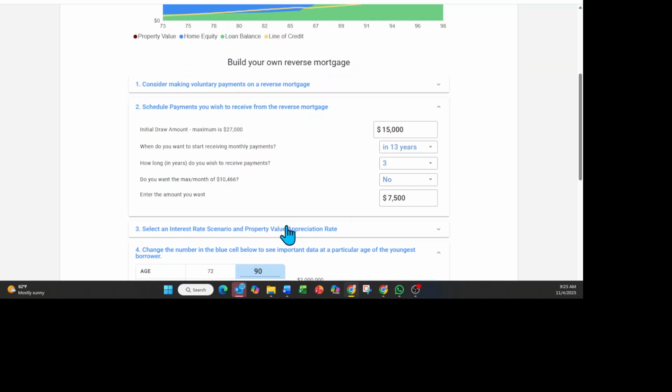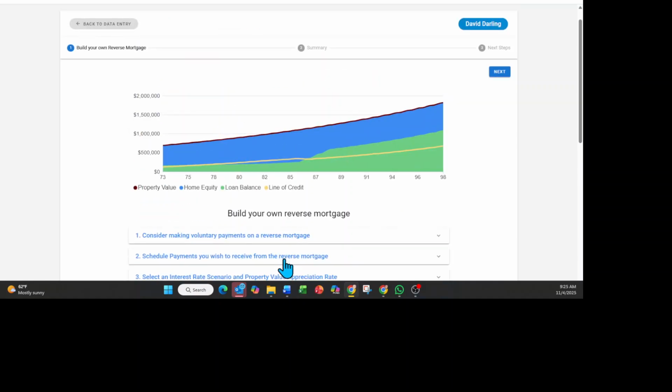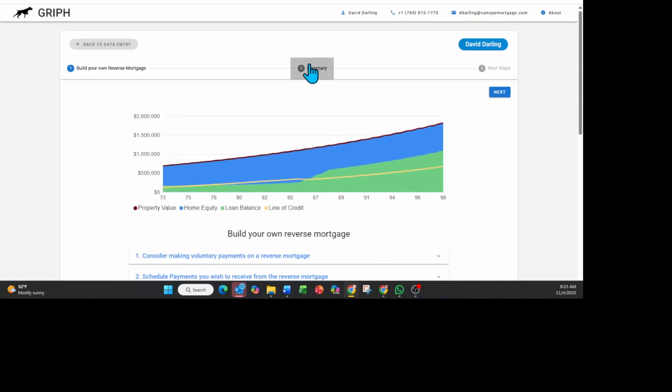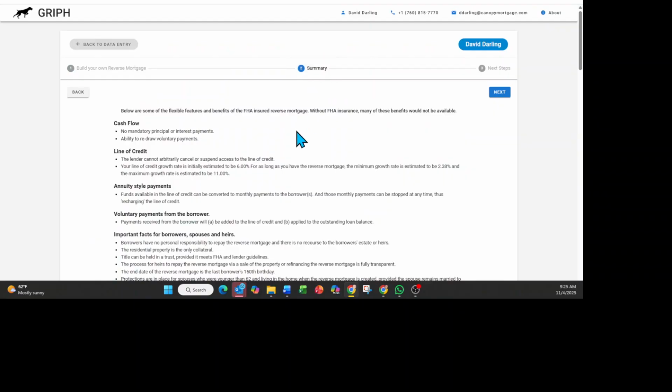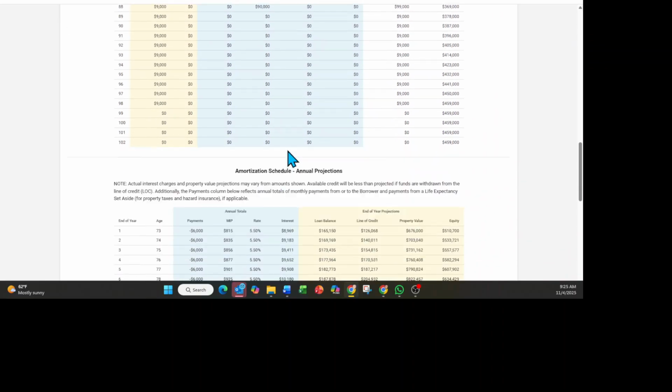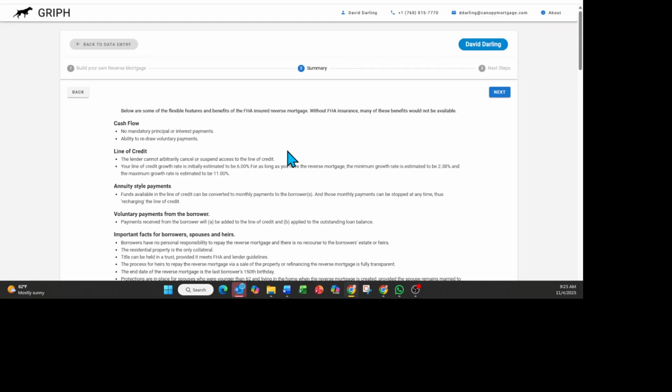Okay, so let's say you're finished with your modeling and you want to take the next step. Next step is here, number 2. Here's a little summary. We give you not just the chart, but also the tables to show you what the actual numbers are behind those charts. In addition to that, we explain a little bit more about the reverse mortgage, how it can improve your cash flow, the unique features of the line of credit.